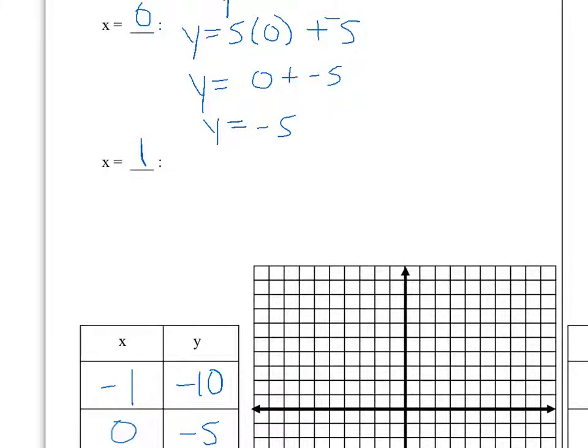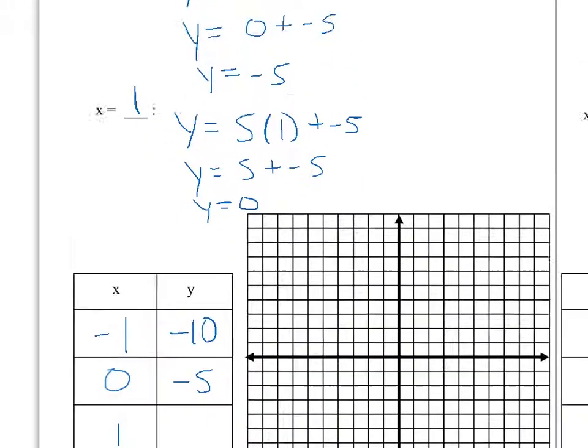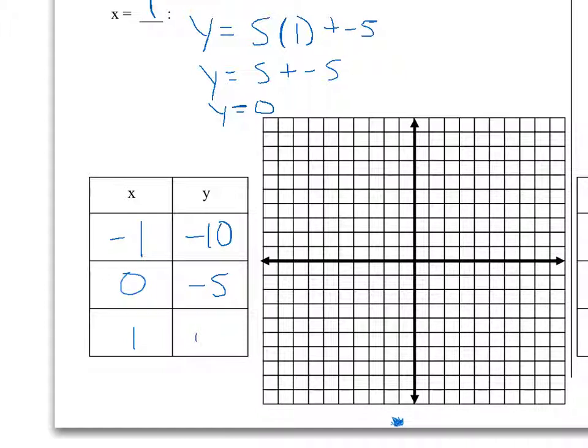And the last one, we're going to use 1. y is equal to 5 times 1 plus negative 5. 5 times 1 is 5 plus negative 5. So when x is 1, y is 0. This is where we have to be really careful, making sure that we're graphing our points correctly. Whenever x or y is 0, remember those are the points that we most likely are going to graph incorrectly. So we have to be very careful when we graph those.